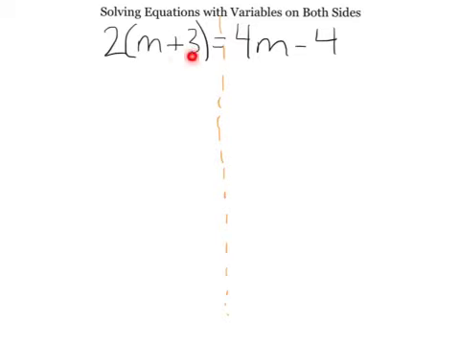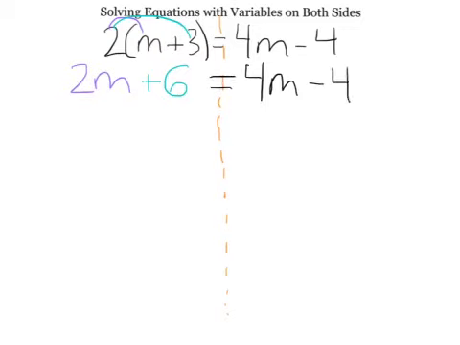So over here on the left side, we have 2 times the quantity m plus 3. The first thing we need to do is distribute so that we can get rid of those parentheses. So 2 times m is 2m, and 2 times 3 is plus 6, a positive 6. And on the other side of our equation stays exactly the same. We haven't done anything to it yet.